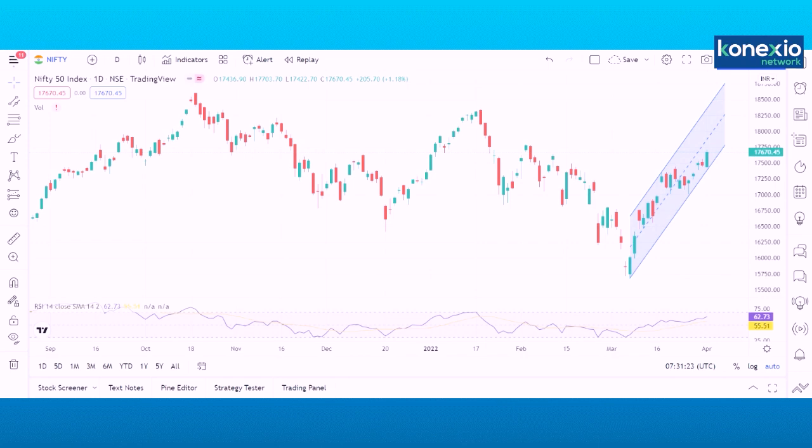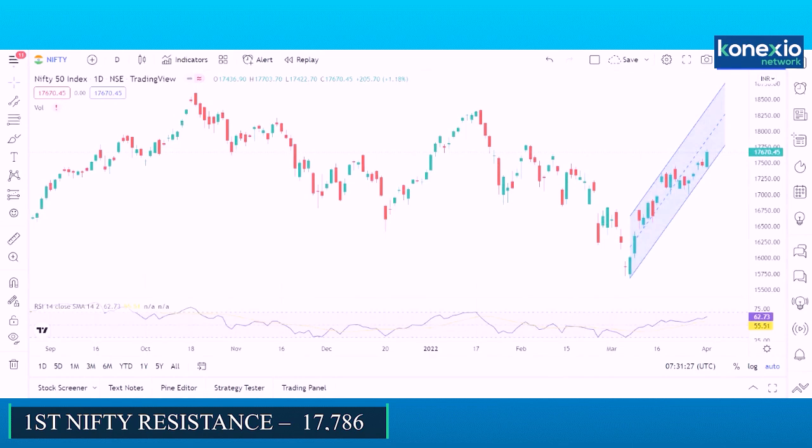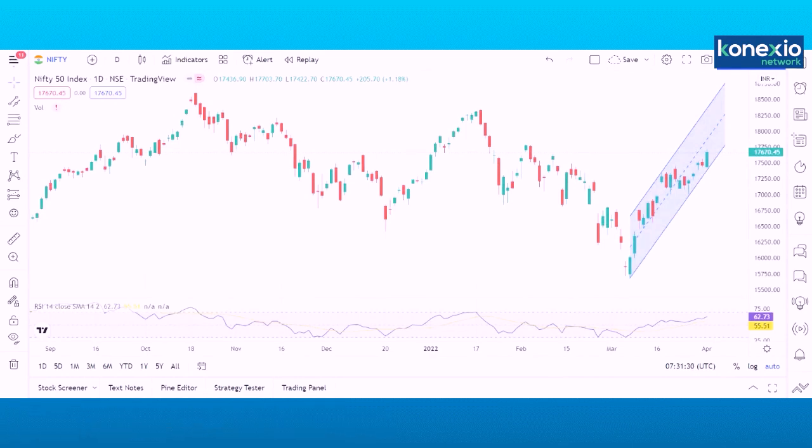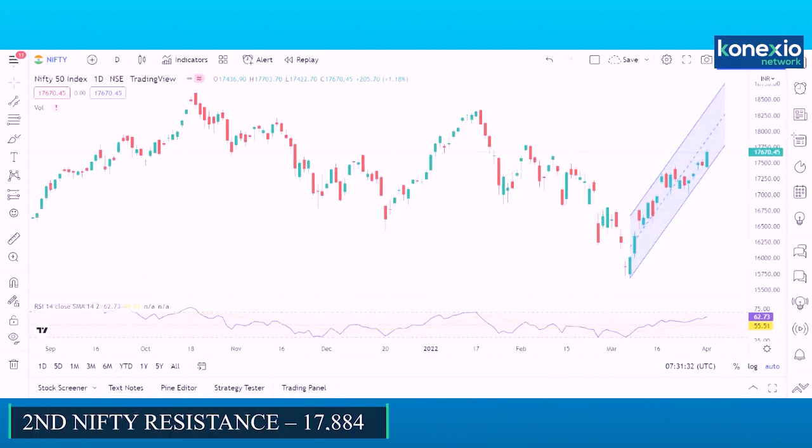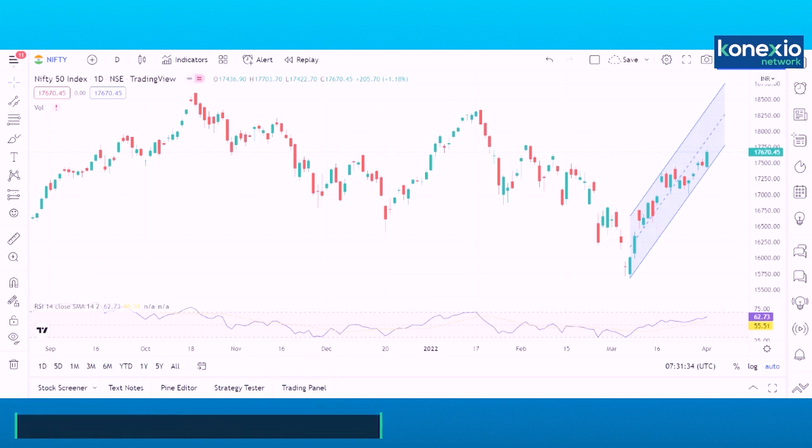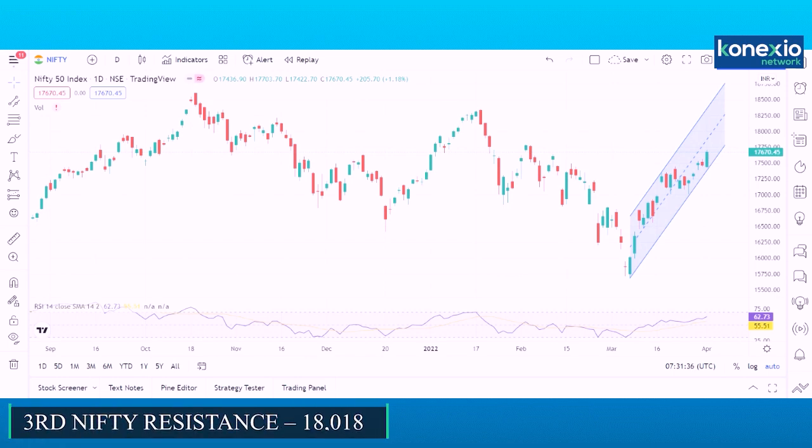Now the first resistance in the Nifty for the next week is placed at 17,786. Above that, the second resistance is around 17,884, and third resistance is around 18,018 mark for the next week.